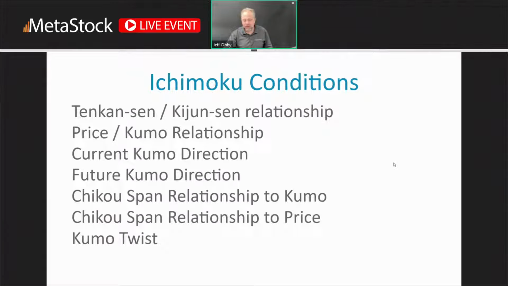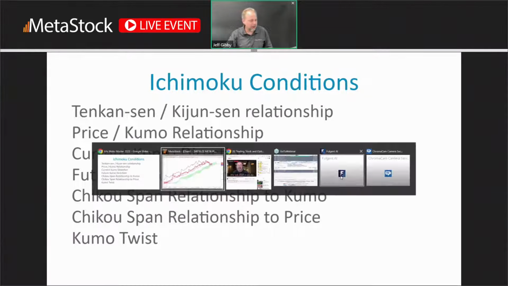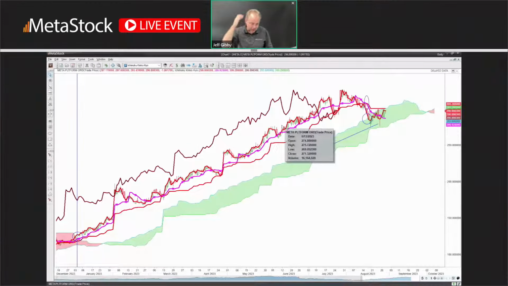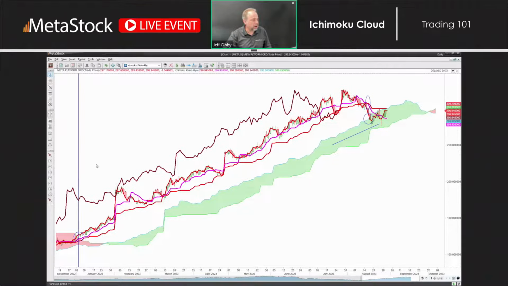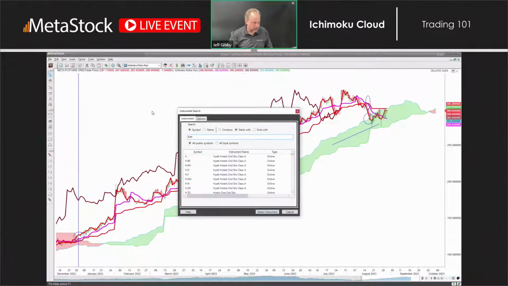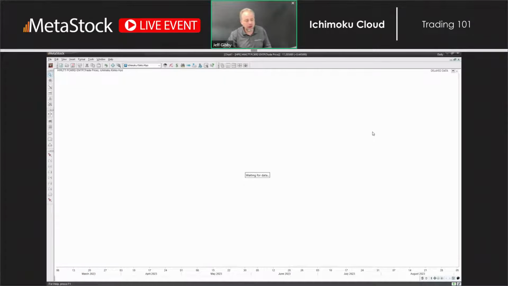But based on what you're looking at with HPE, let's switch to HPE, Richard, and I'll give my initial impressions of HPE based on Ichimoku. Then I'm going to show you the add-on that Robert Dedman made for MetaStock that keeps track of all this stuff for you. So let's take a look at HPE. I'm going to select it and switch over.